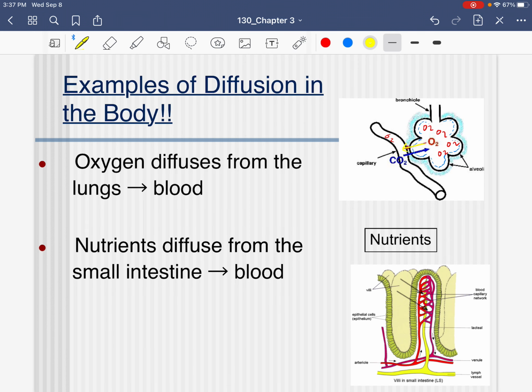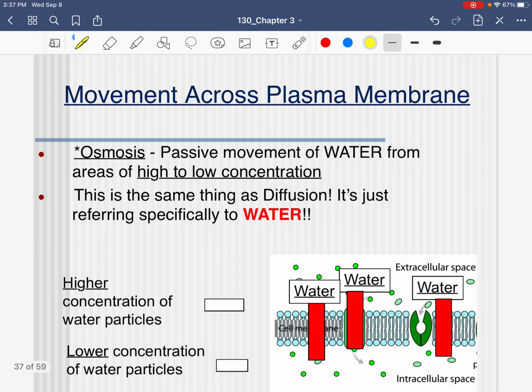So your body is smart. It doesn't want to work harder than it has to. So it sets things up so we can rely on the natural process of diffusion. It's passive. We don't need energy. We're not wasting energy to try and do that. It's lovely. Another example is how we absorb nutrients from the inner walls of our GI tract, our small intestine, into our bloodstream. Guess what? Diffusion.